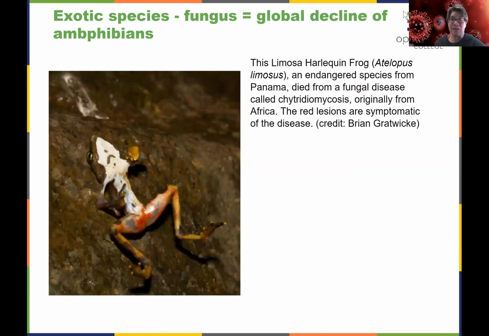And this is an exotic species that was affected by a fungus, and I have a typo there. It can cause a global decline. So these are dying of this fungal disease, and it causes them to have red lesions. And the fungus is an exotic species that was introduced either naturally or man-caused. But we can also see huge changes like that.